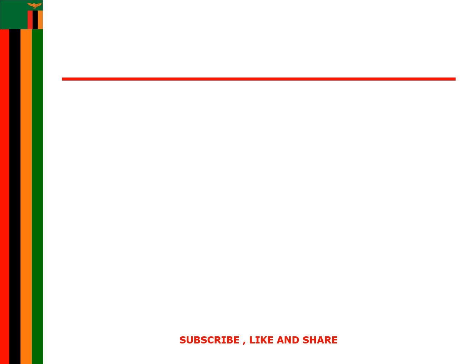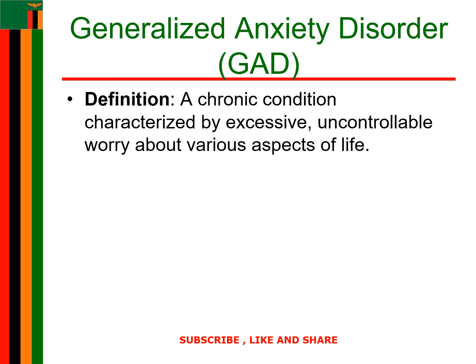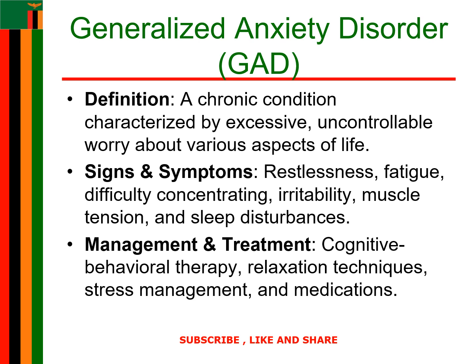Okay, let's start by looking at generalized anxiety disorder. So this is a chronic condition characterized by excessive uncontrollable worry about various aspects of life, such as work, health, or social interactions. The signs and symptoms include restlessness, fatigue, difficulty concentrating, irritability, muscle tension, and sleep disturbances. When it comes to the management and treatment of generalized anxiety disorder, we use cognitive behavioral therapy, relaxation techniques, stress management, and medications like selective serotonin reuptake inhibitors or benzodiazepines.